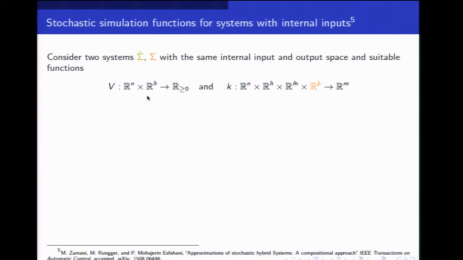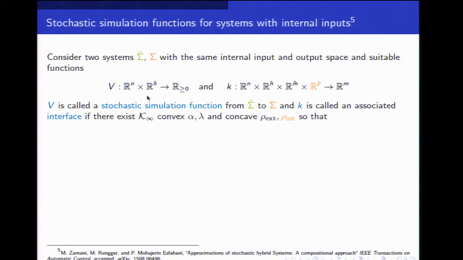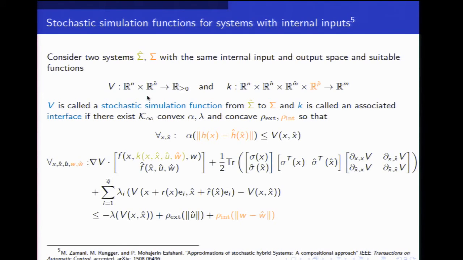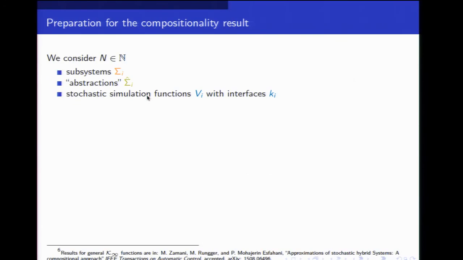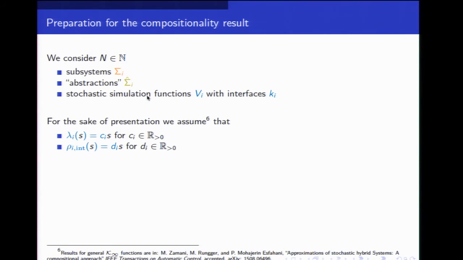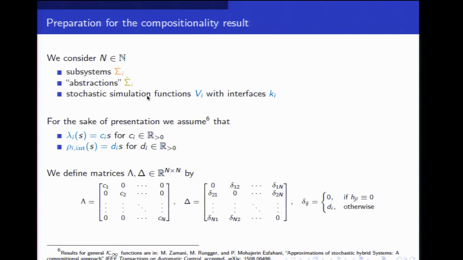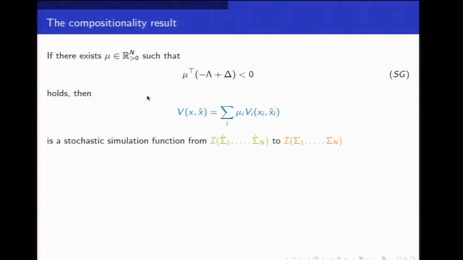So now what is the definition of the simulation function between two stochastic hybrid subsystems? It's more or less the same as the stochastic simulation function between two stochastic hybrid systems. Now I have this extra term that comes from the internal input as well. So everything is more or less the same: the closeness between the outputs, and under the evolution, they also remain close. So if we consider n subsystems, because everything is more or less the same, I go very fast. Again, I assume those functions are linear for the sake of simplicity, and now we construct those matrices, and now the theory is exactly the same.